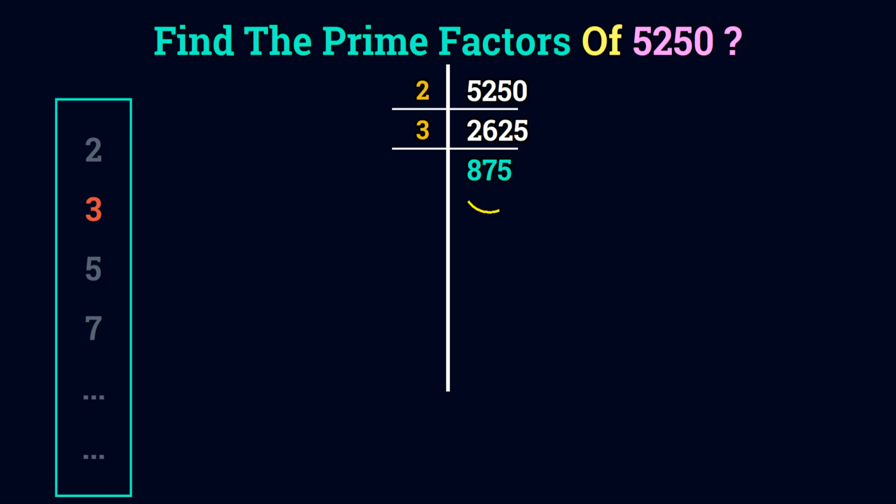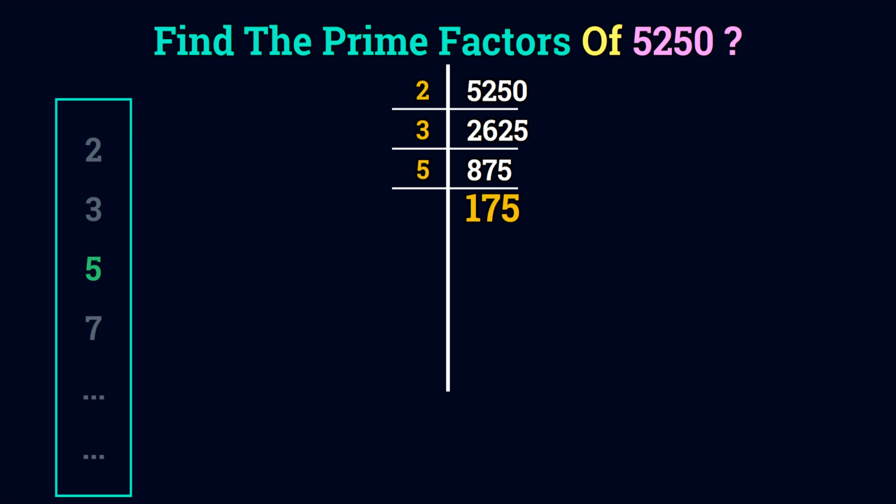Dividing 875 by 5, which equals 175. So 875 divided by 5 equals 175. Dividing 175 by 5, which equals 35.